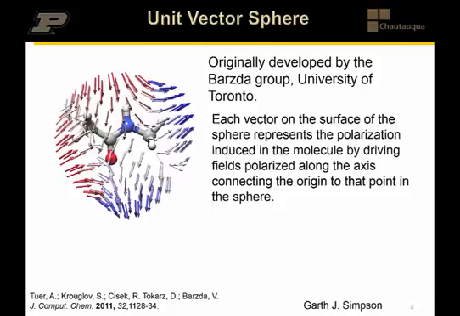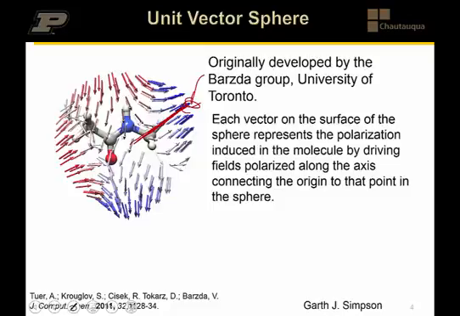This was originally developed out of Virgis Barsta's group at the University of Toronto, and I think it's one of the most clever approaches for visually representing tensors in a general architecture, be it for individual transitions or for molecular assemblies. So how do we interpret these vector spheres? Well, imagine we pick any particular point on the surface, for example, right here. And imagine we're driving this with an electric field oscillating back and forth along this direction from the center of the sphere to that particular point on the surface.